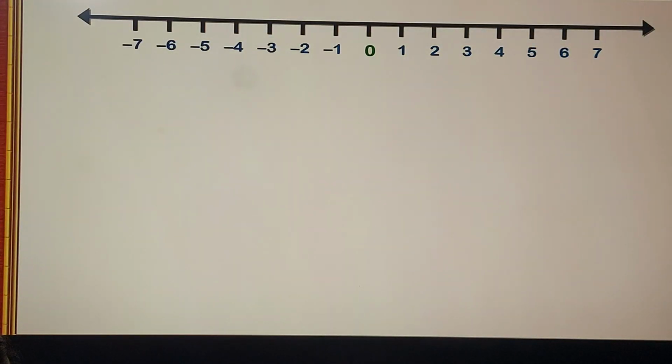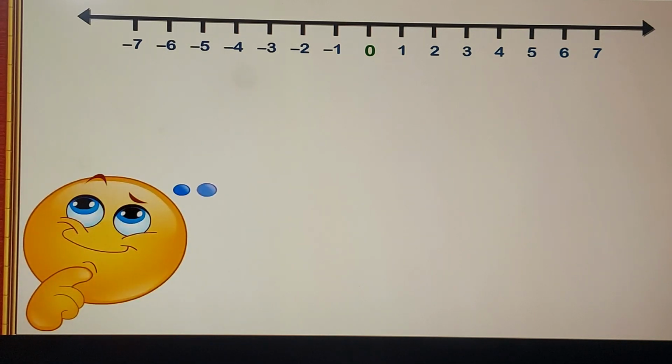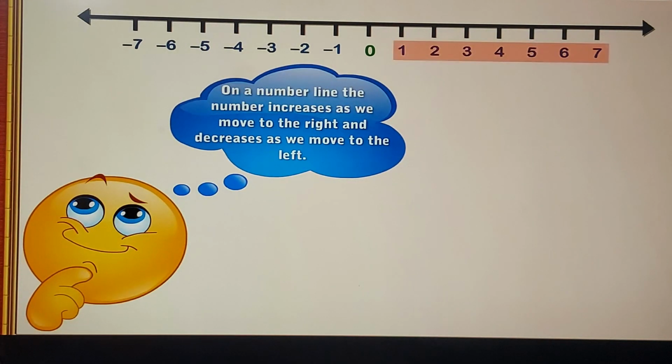Now we will learn about ordering of integers. Let us observe the integers which are represented on the number line. We know that on a number line, the number increases as we move to the right and decreases as we move towards the left.